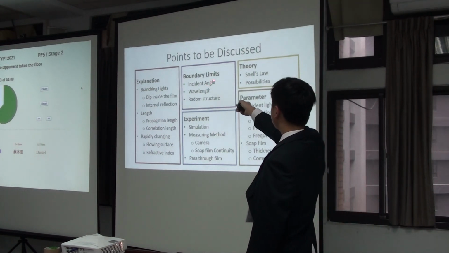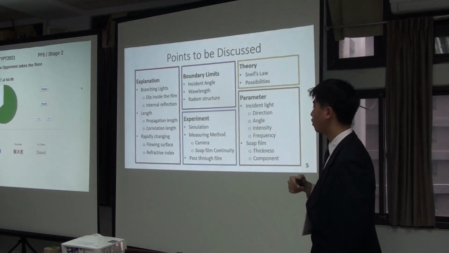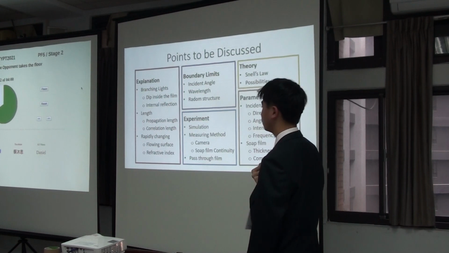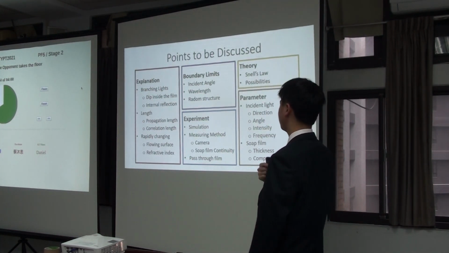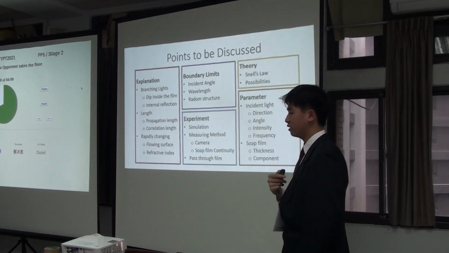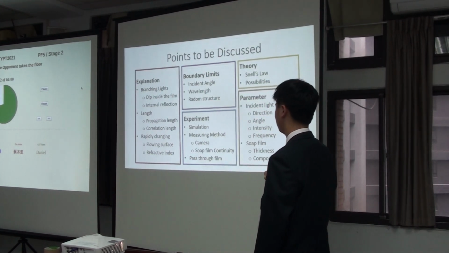And for the boundary limits of the incident angle, since the problem statement has mentioned the small incident angle, the opponent would like to ask, under what condition can the reporter observe such a phenomenon to happen? And the wavelength, which will affect whether the light enters the soap film or not, is also a key factor that should be considered in the reporter's report.